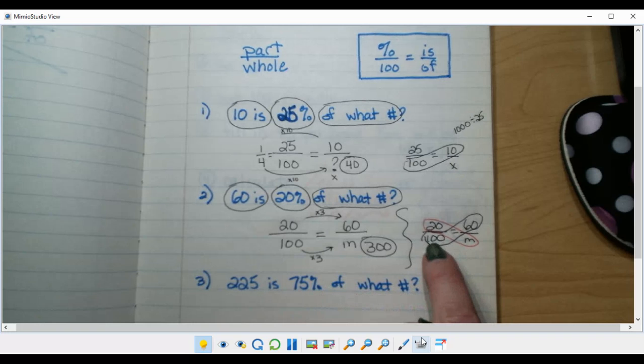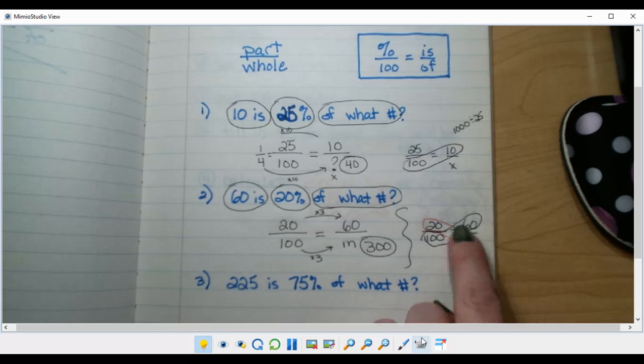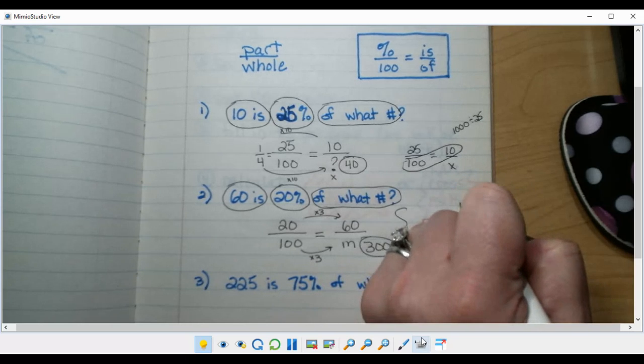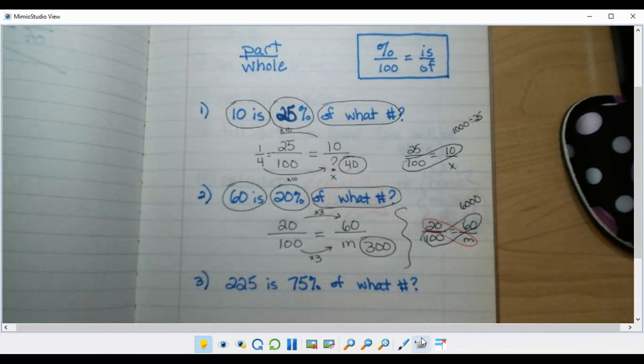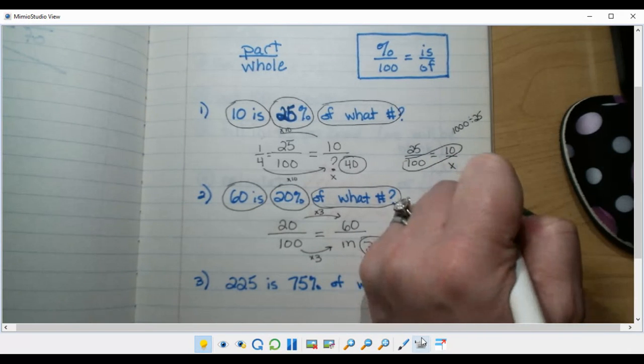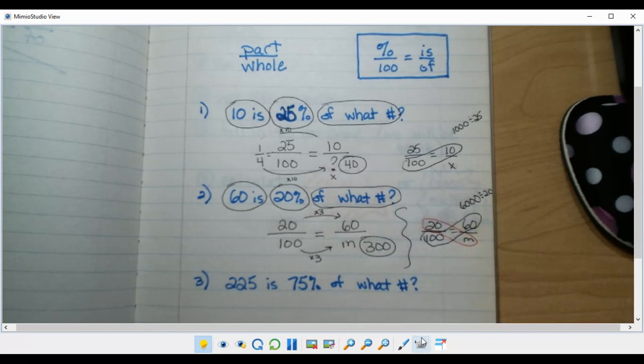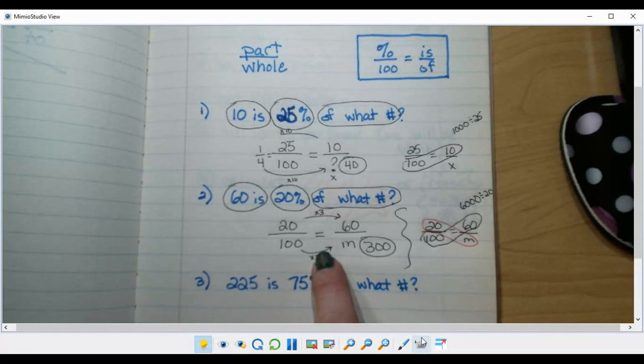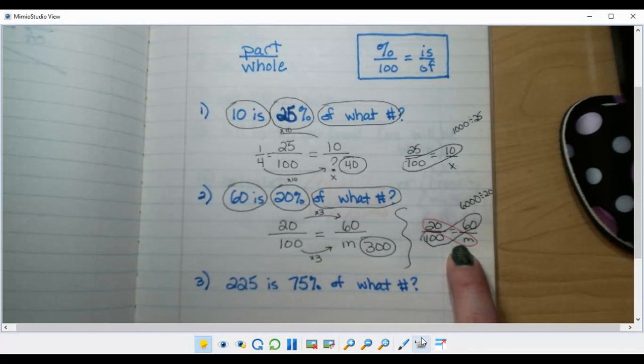So I'll do multiply, because remember this kind of looks like an X, 100 times 60, that's 6,000, and then I'm going to divide by 20. Now, do not do both methods for every problem. That's a waste of your time. If you can do this, do it. If this doesn't make sense to you, do this. Pick one and stick with it.